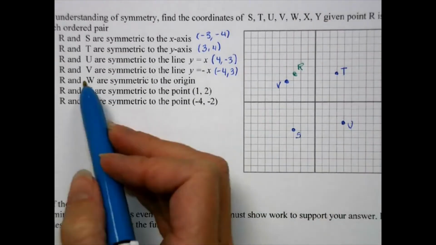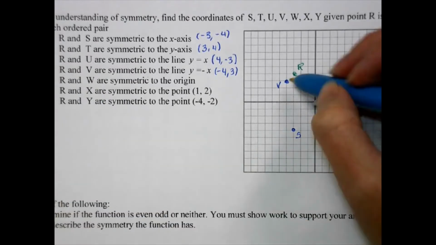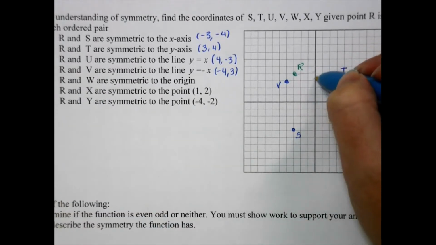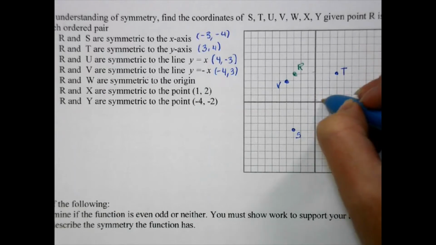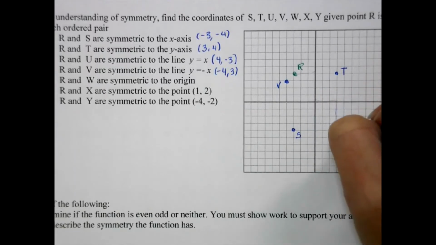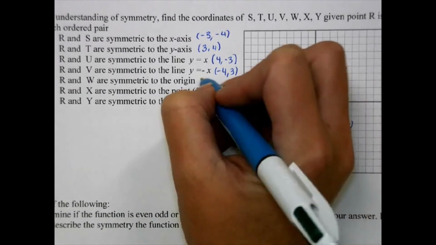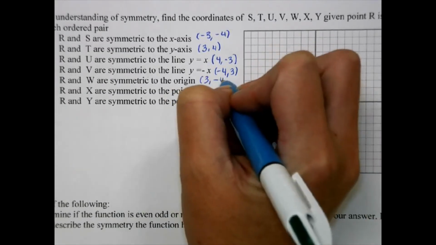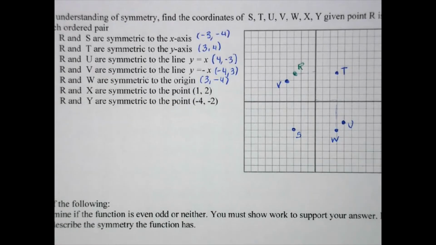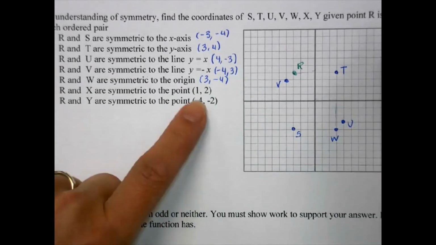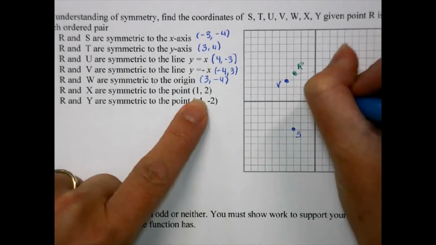R and W are symmetric to the origin. So I'm going to go to the origin over 3 down 4 and repeat that over 3 and down 4. That is W at 3, -4. Okay, symmetric to the point 1, 2. So I'll go ahead and do 1, 2.